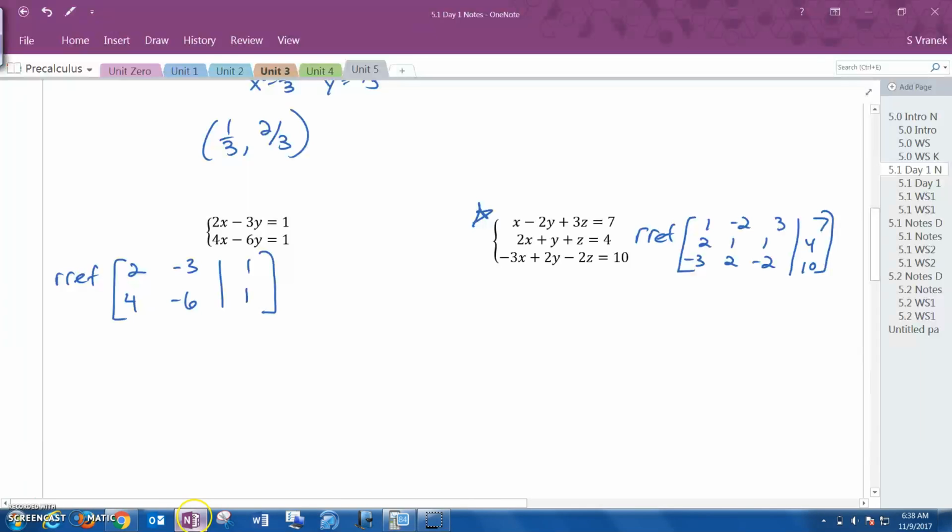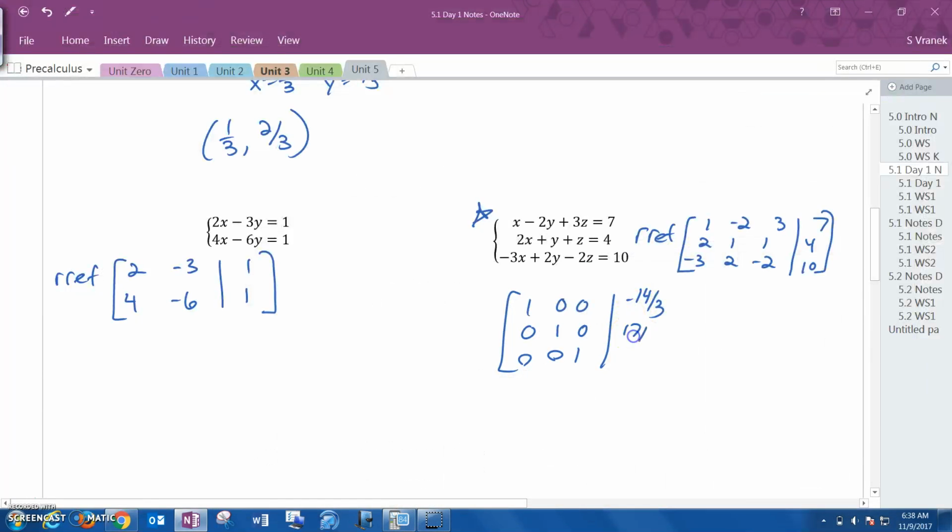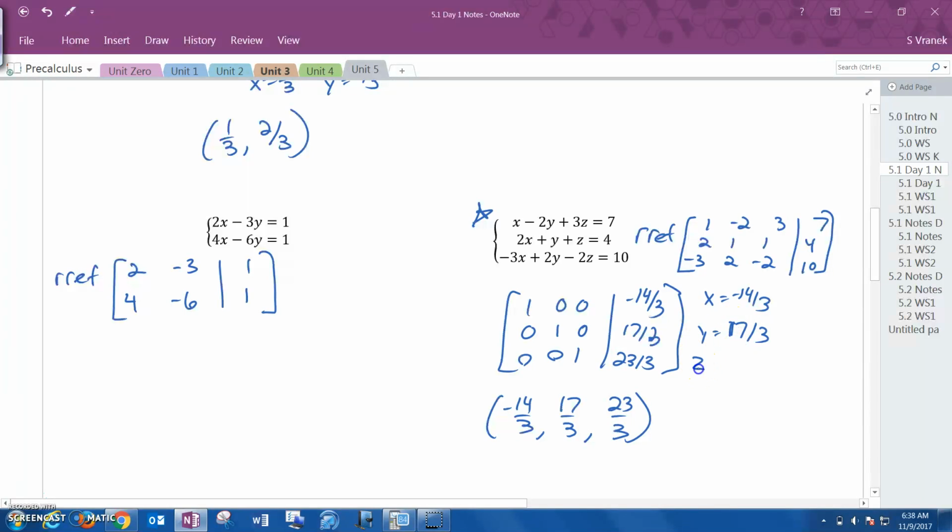So let me just write that out. 1, 0, 0, and then it was -14/3. 0, 1, 0, 0, 0, 1. And we get the answers 17 and 23/3. Okay, so we get the solution is that x, y, z is -14/3, 17/3, and then 23/3. Alright, so that's how easy this is though.